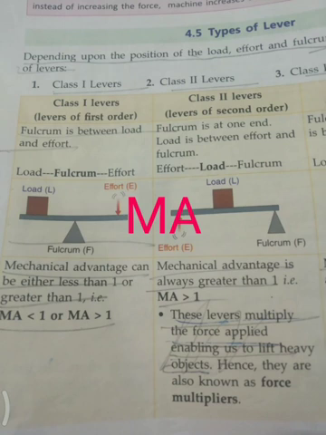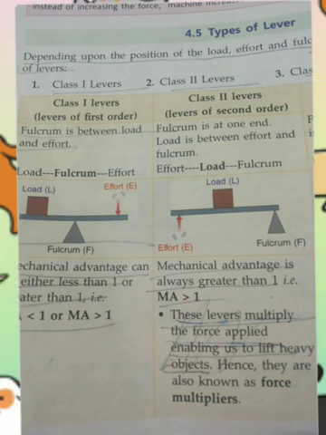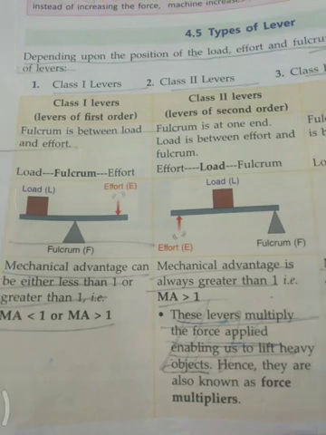In case of class 2 lever, fulcrum is at one end and load is in between the effort and fulcrum. So mechanical advantage is always greater than 1 in case of second class lever. Due to mechanical advantage greater than 1, they are also known as force multiplier. These levers multiply the force applied, enabling us to lift a heavy object, hence second class lever is known as force multiplier.